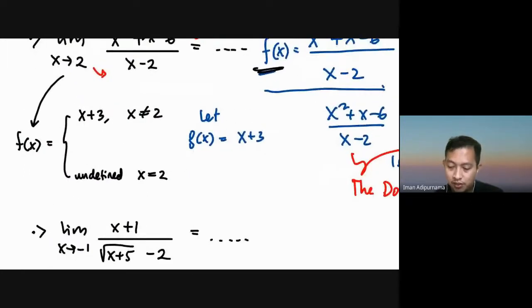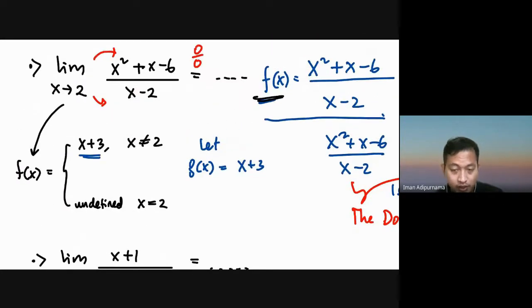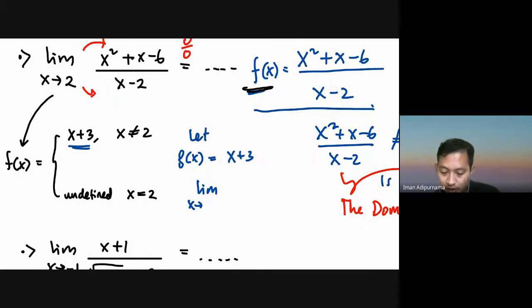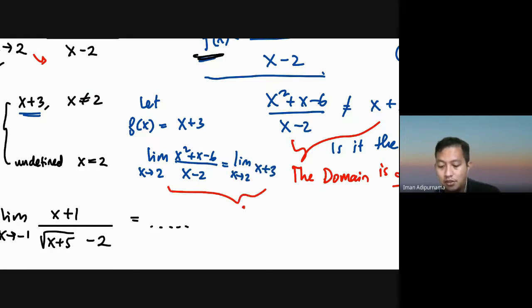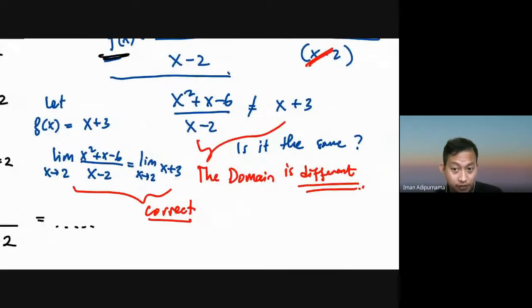But the answer, when you get this x plus 3, we just get that limit, or let me write it. This is the same as the limit. Now this is correct. Remember the limit concept. The function itself may be different, but the limit, because it's approaching the same number, that is correct.